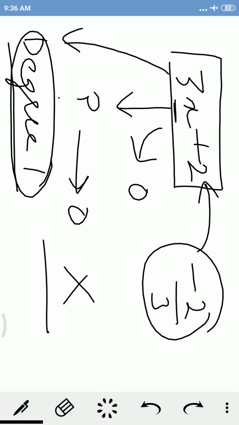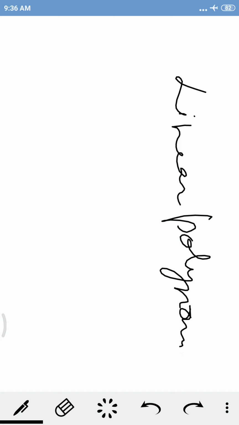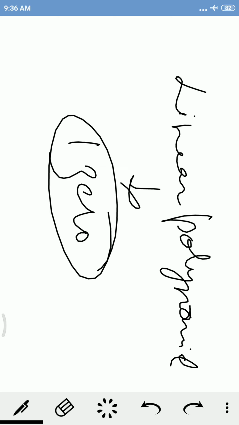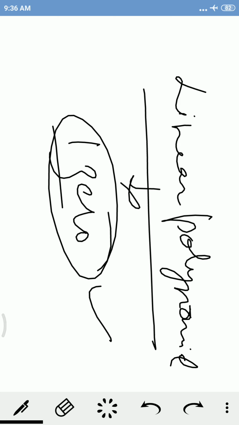And a linear polynomial has a maximum of 1 zero. So there will be only one value by putting which we get 0. A linear polynomial has only 1 zero. It means there will be only one value by putting which we get 0.